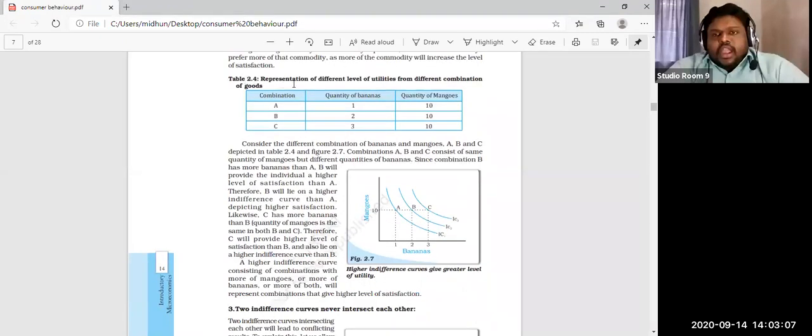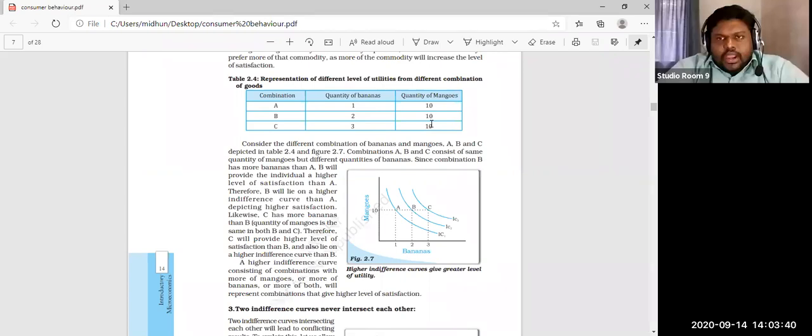Table 2.4 represents different levels of utilities from different combinations of goods. The combinations are A, B, C. Here the quantity of bananas is 1, 2 or 3, whatever it is, while the quantity of mangoes is not changing; it is the same. Basically, keeping one quantity without any change, we increase the quantity of the other commodity. The number of bananas is increasing, the quantity of mangoes is not changing, and all this is within the budget constraint only.